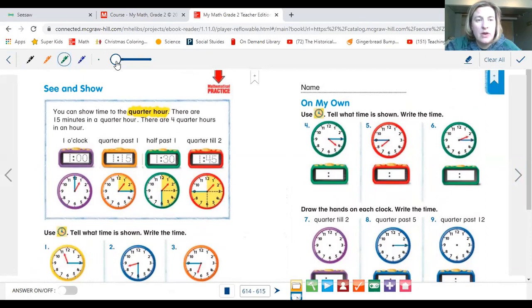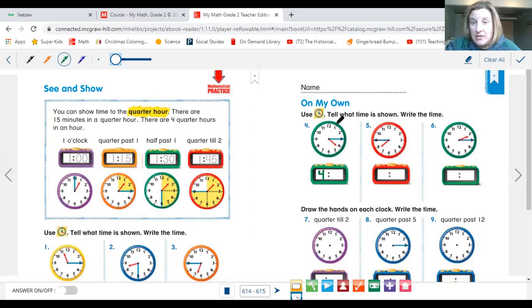Right, I'm going to get my pen ready. Okay, so first we start with the red hand, the hour hand. Well, that's a 4. Okay, so I'm going to write my 4 in there. And then I look at the minute hand. That's the blue hand. And I'm going to count how many.